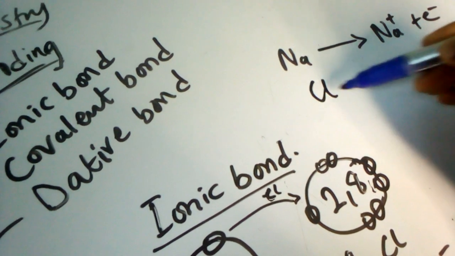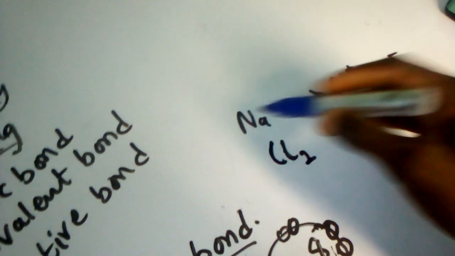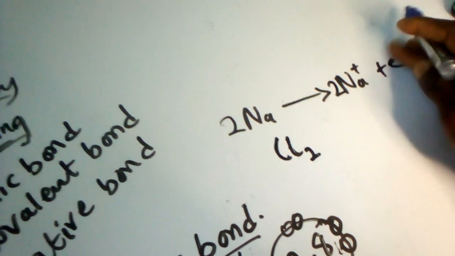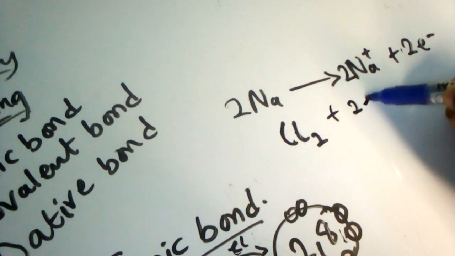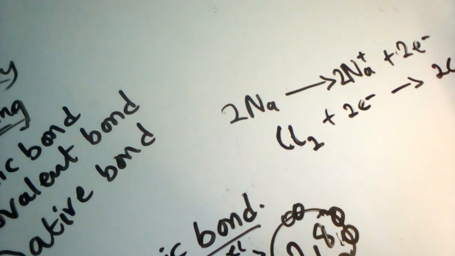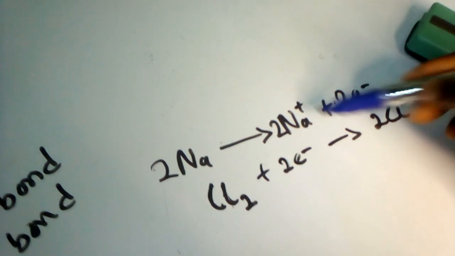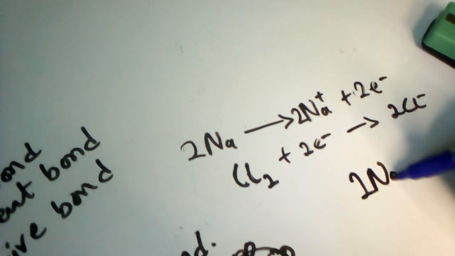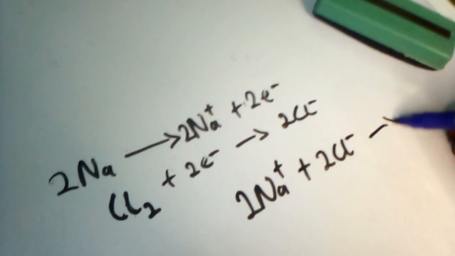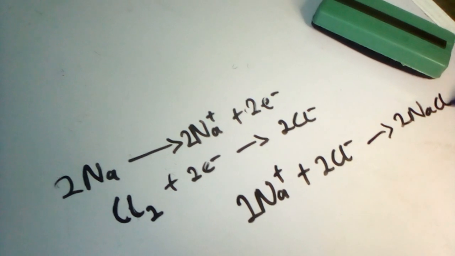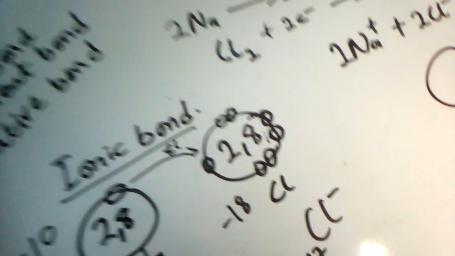So then the chlorine, you know that we cannot find a chlorine atom in a single state like this, so it has to be Cl2. So we have to balance the equation so that we could have 2 electrons. So each chlorine atom is accepting 1 electron, so we have 2 electrons here, and then you have 2Cl minus. So the 2Cl minus is going to be attracted to 2Na plus, so you'll be having 2Na plus with 2Cl minus. So they will eventually form 2NaCl.